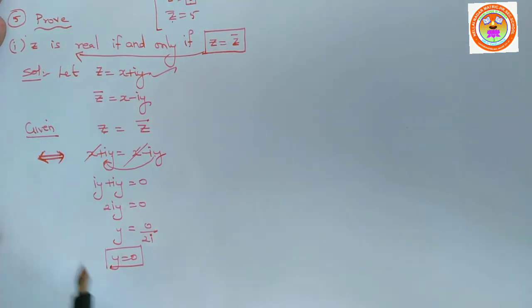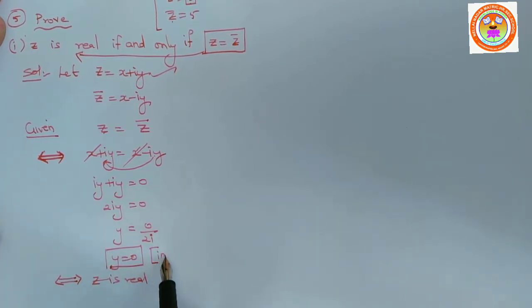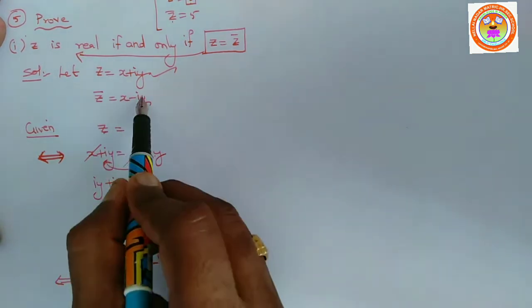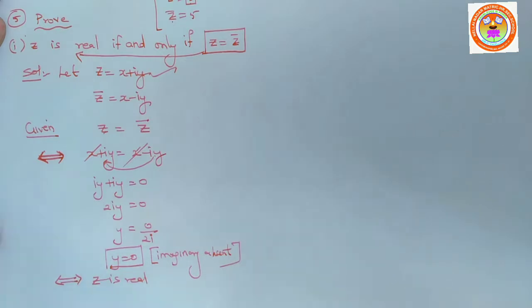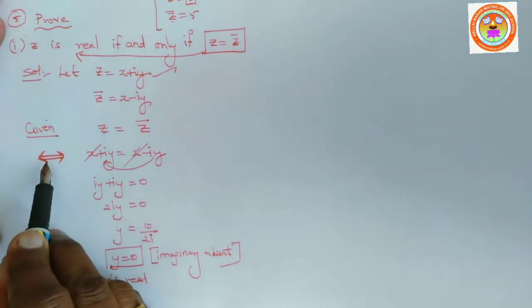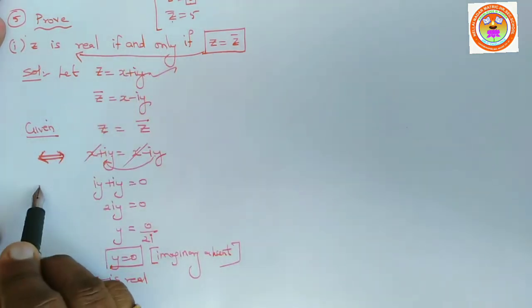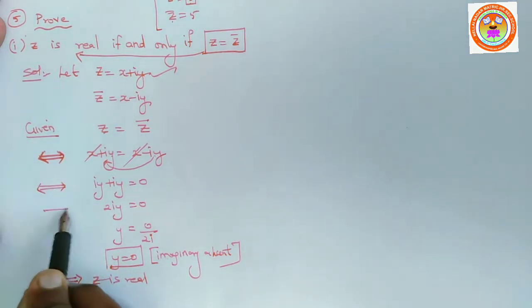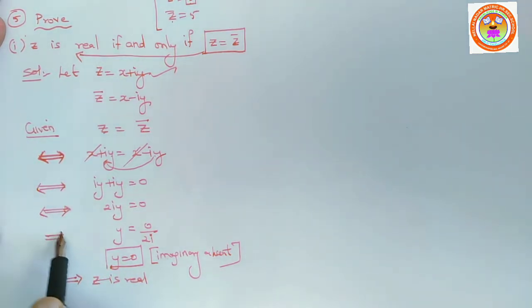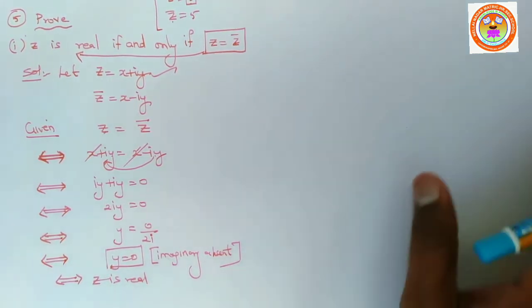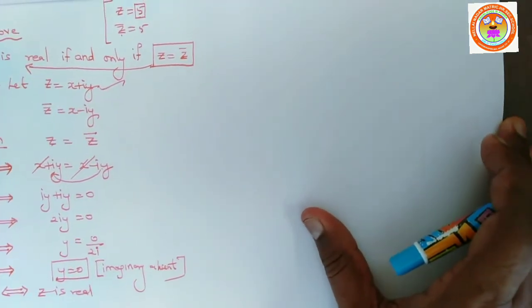Since y equal to 0, it shows z is real. Y is 0 means imaginary is absent. Imaginary is absent, only x is present. Since it is an if and only if condition, listen carefully, we need to put this implies on each and every line. So finally z is real. This is the first subdivision.